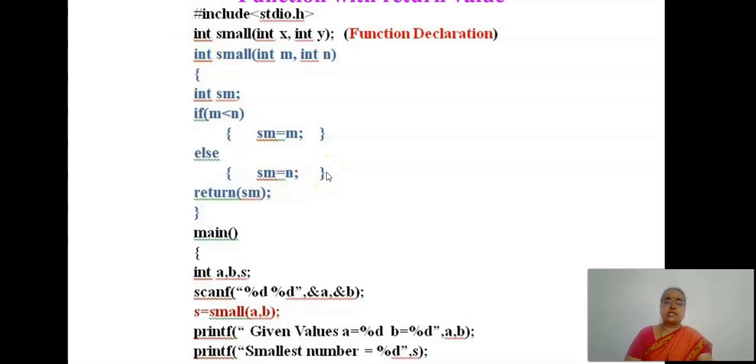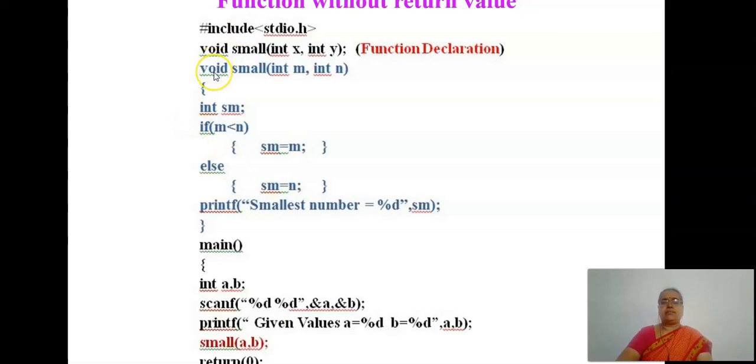Sometimes the function may not return a value. In that case, this is another example. The same program, we are writing it without returning any value. Since it's not going to return any value, it is given as void. Void small, int x, int y, and we are going to find the smallest of two numbers, and the smallest value will be printed out in the function itself. And since it is not going to return any value, we are going to call the function simply by function name followed by parameters. We cannot call it in an assignment statement because it is not going to return any value.